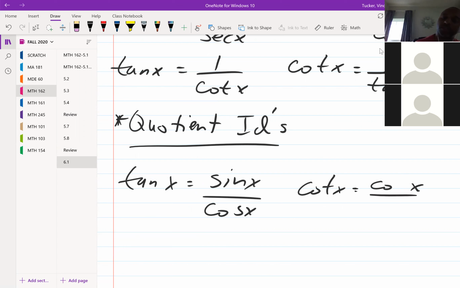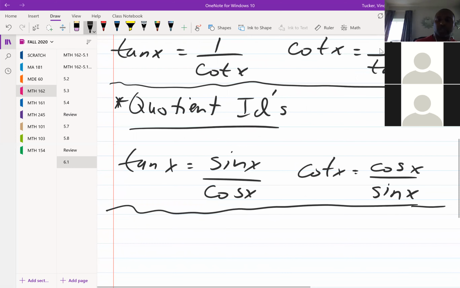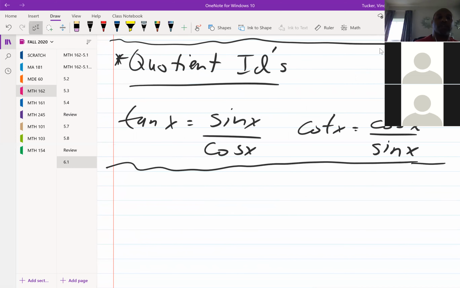Oh, not cotangent. All right, so I could do a line right here. Your quotient identities. Tan is equal to sine over cosine. Cotangent is equal to cosine over sine.